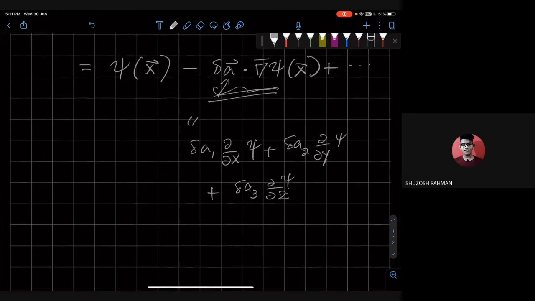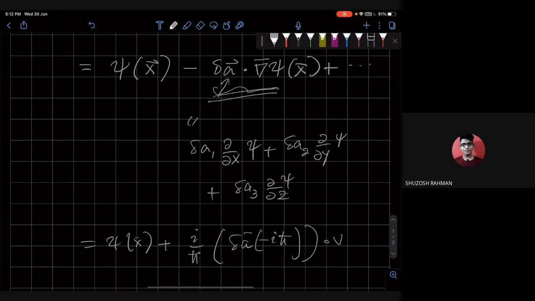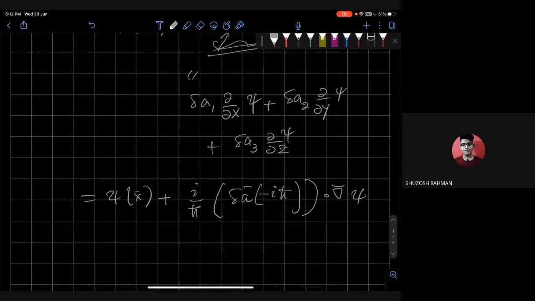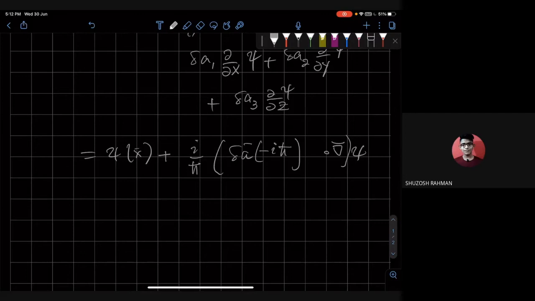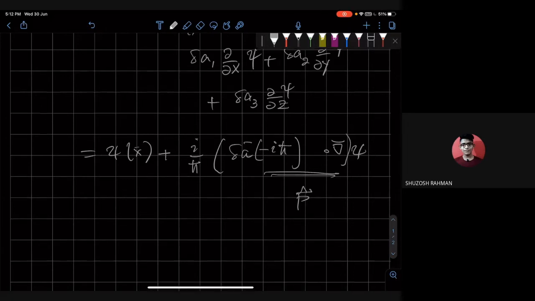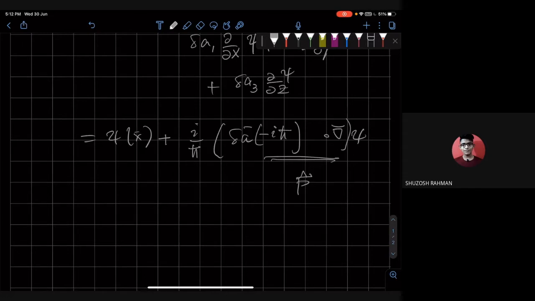And then it's kind of easy, because you just multiply this by i over h bar and divide by i over h bar. So I get something like minus i by h bar, or plus, anyway, it's minus i h bar, right? And this will be dotted with the gradient of psi. Let me put the bracket here, right? And what is this thing? This is just the momentum operator, the three-dimensional momentum operator, right? And this is the infinitesimal thing.